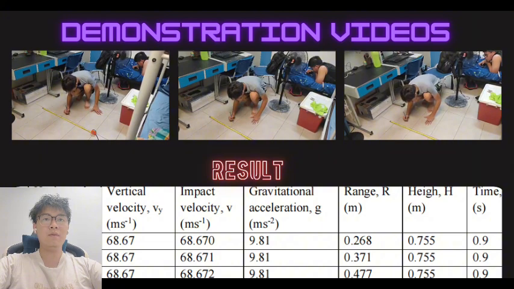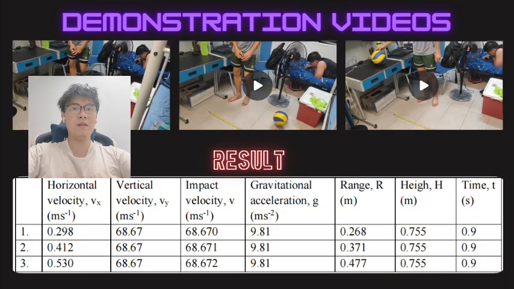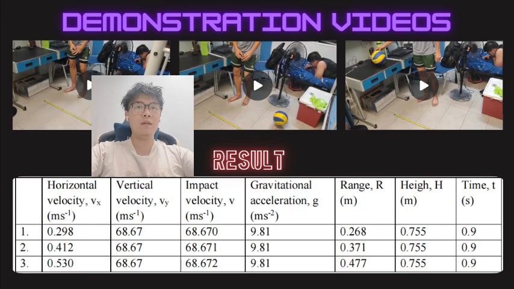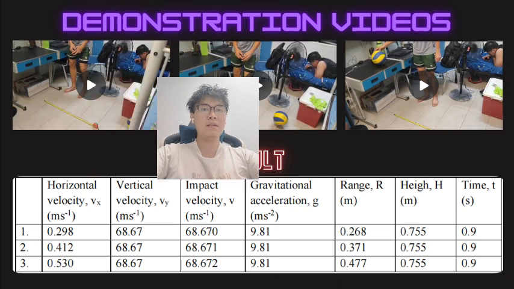Okay, let's begin now. From the experiments, we know that the horizontal velocity Vx is a bit different, which is 0.298 for the first experiment, 0.412 for the second experiment, and the last is 0.530. For the vertical velocity Vy, the value is the same, 68.67 for all 3 experiments. Next, for the impact velocity V, the velocity is almost the same but a bit different, which is 68.67 for the first experiment, 68.671 for the second experiment, and the last is 68.672 for the third experiment.